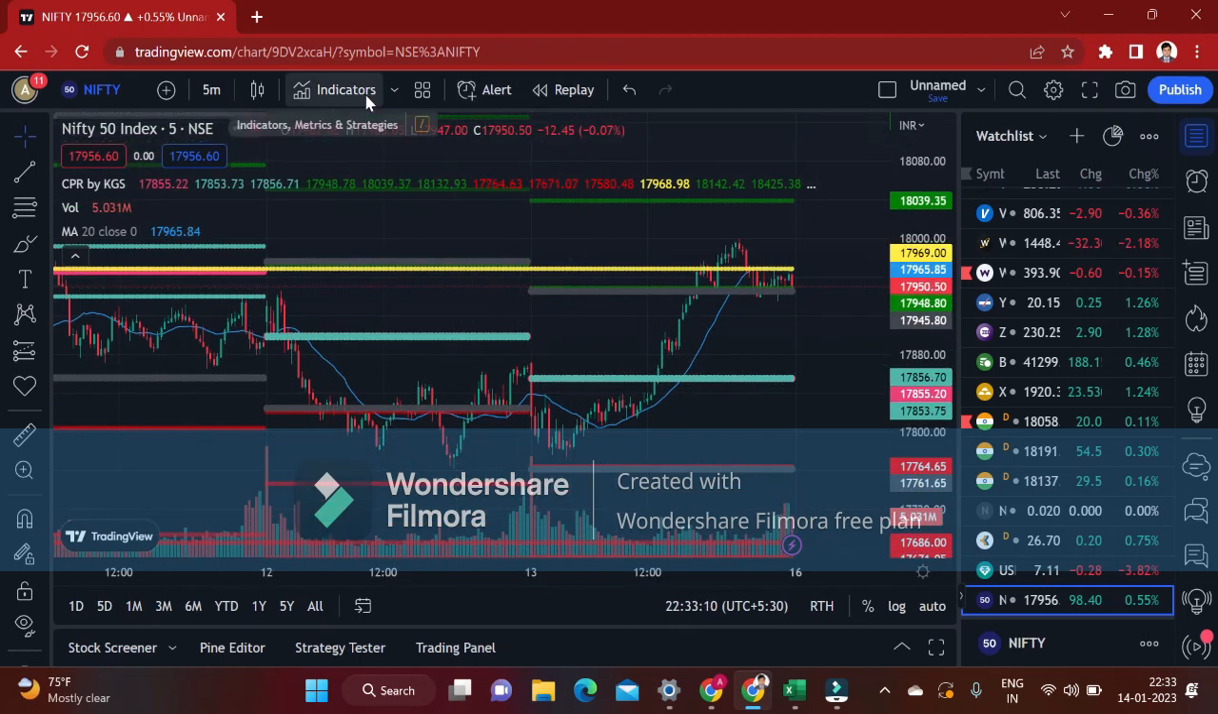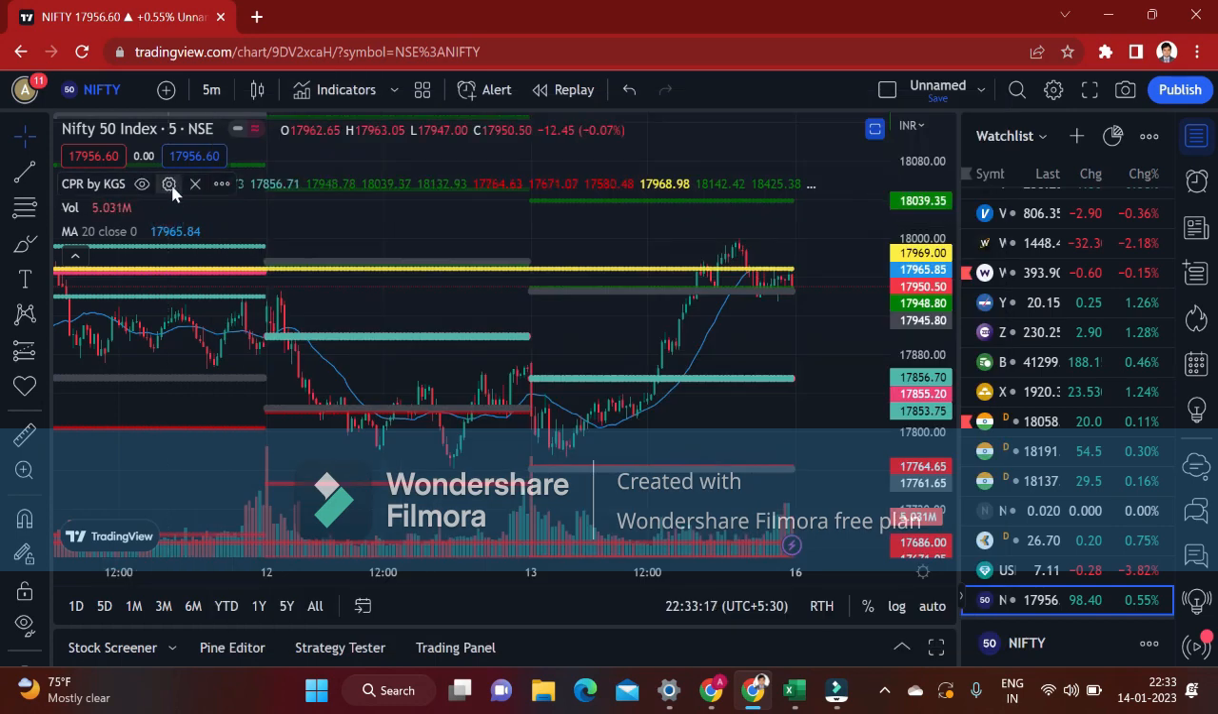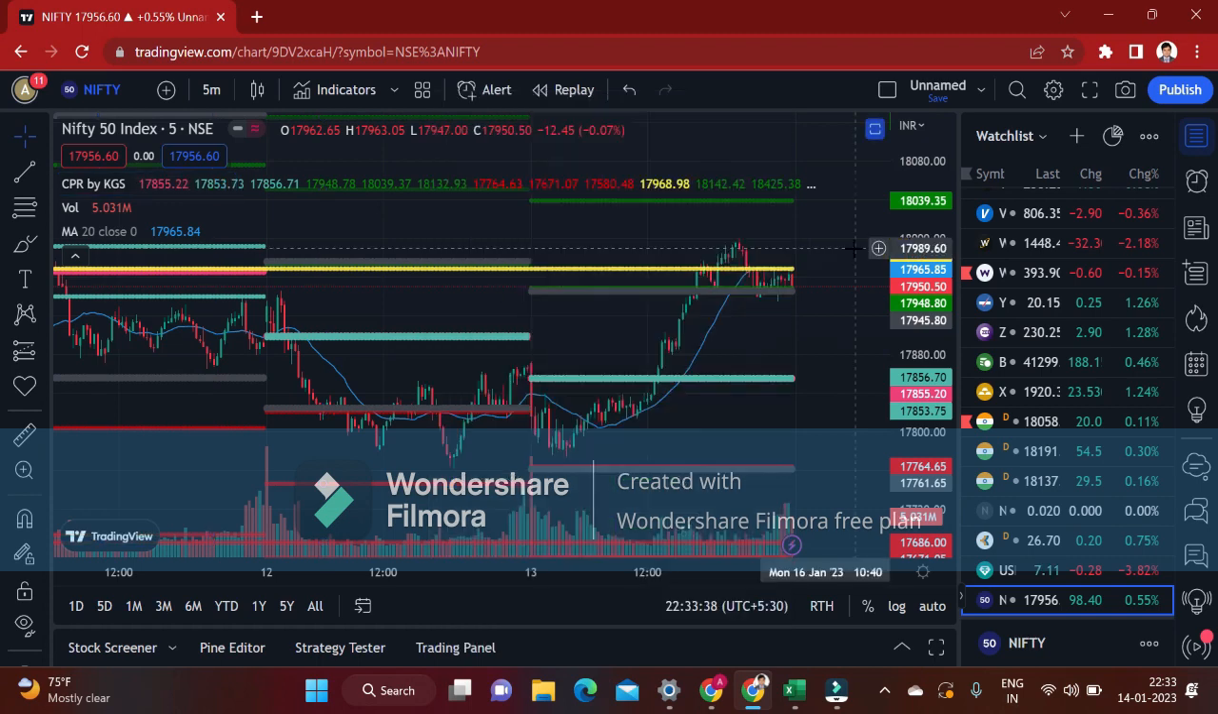Again I will tell you: first go to the indicators, then type CPR by KGS, then go to the settings. In settings, I kept the colors like this: R3 I kept this color, R2 this color, and R1 this color. If you want to change the settings according to your preference, you can change them. This is how the setup is.